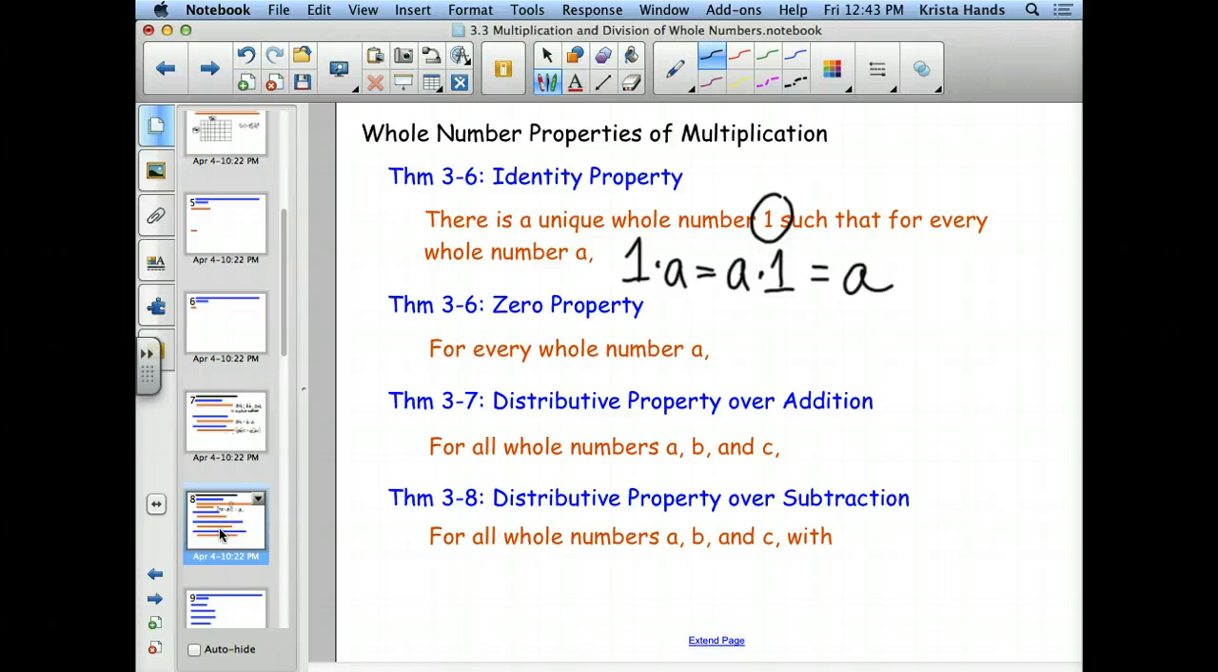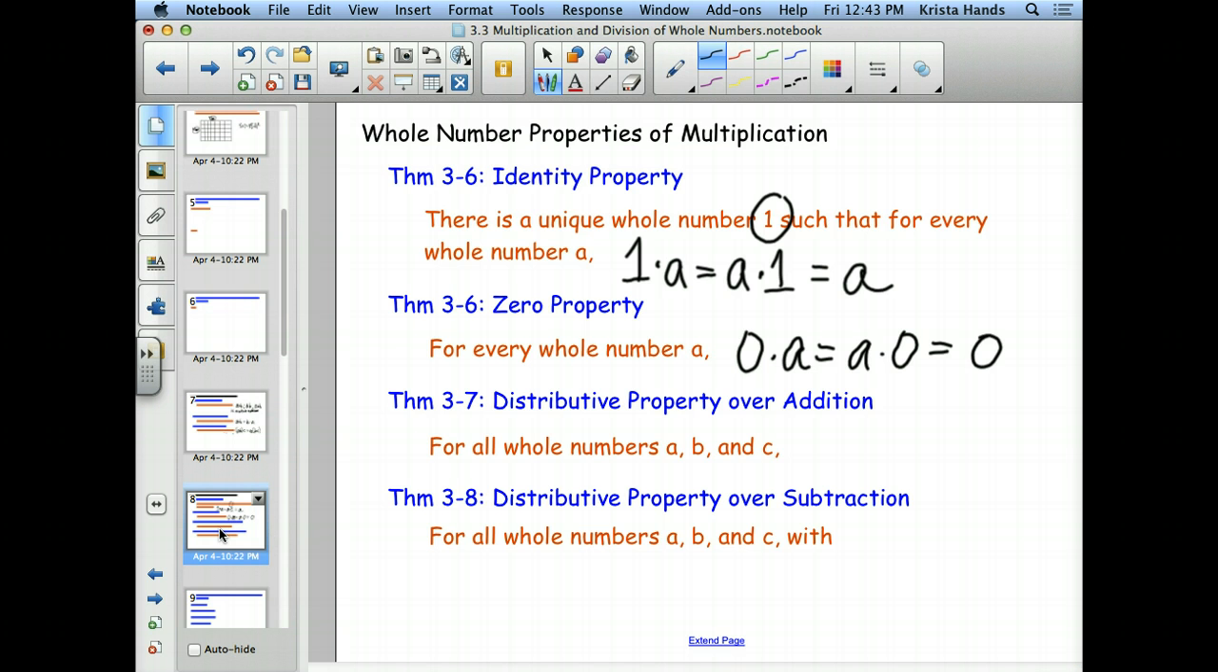Yes. All right, we also have a 0 property. This is new. We didn't have this before. A 0 property says that if you take 0 times any number, what do you get? 0. And again, it doesn't matter the order of the multiplication. So that is a 0 property, multiplication. We didn't have a 0 property before.